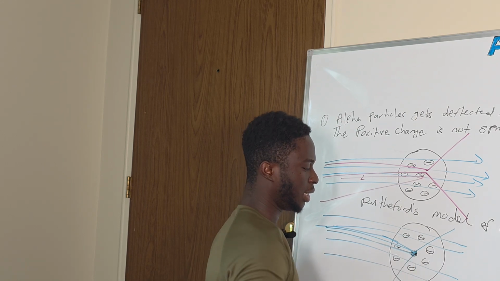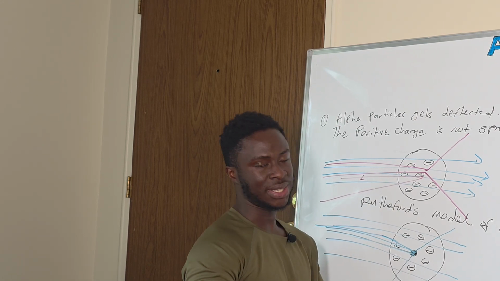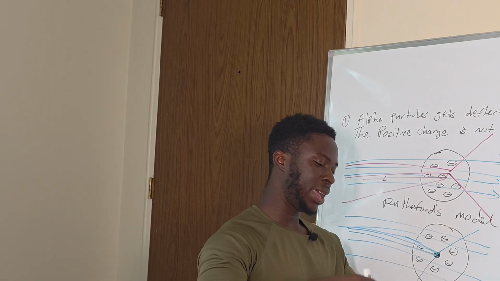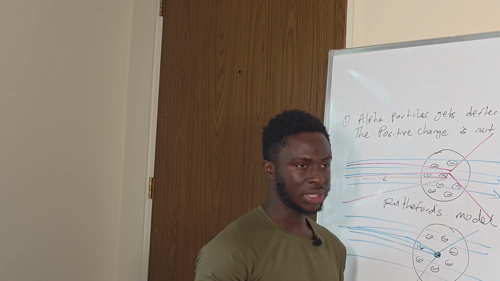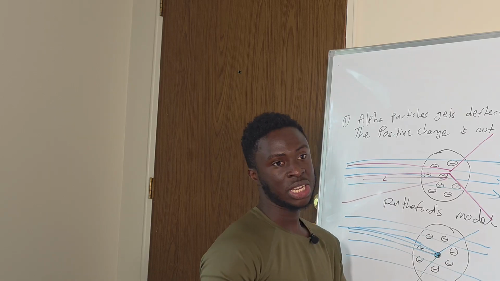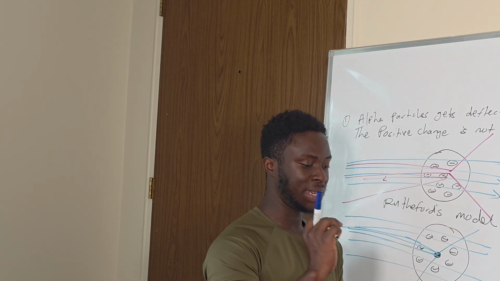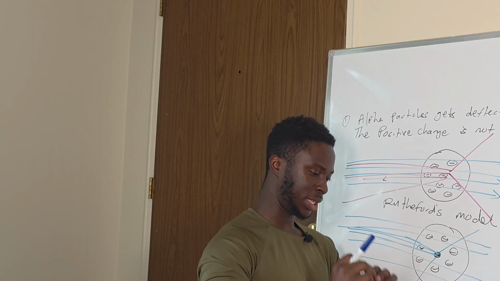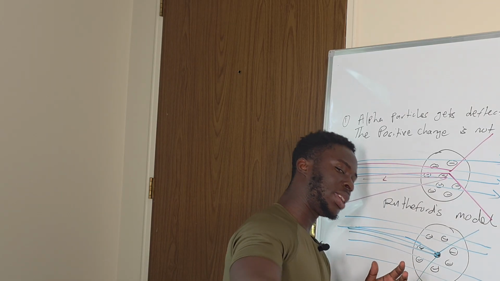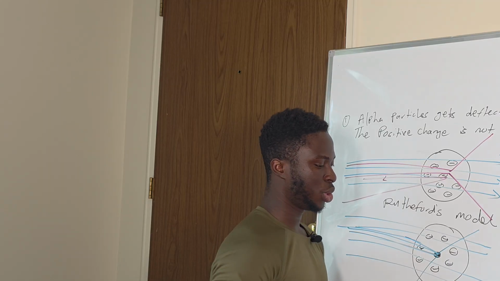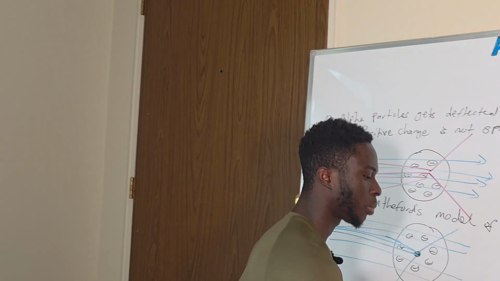He discovered that the atom is not just a sea of positive charge, but that the positive charge is concentrated in a center, and most of the atom is empty space, and then the nucleus is right in the center with the electrons around it. So that was how Rutherford's model came to be.